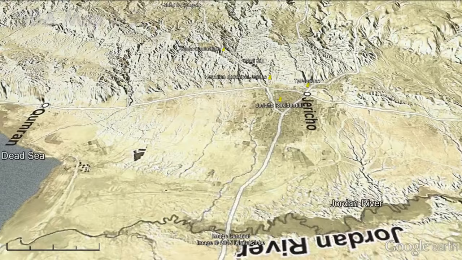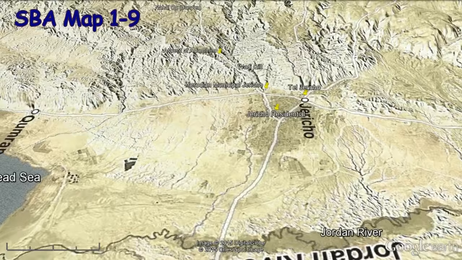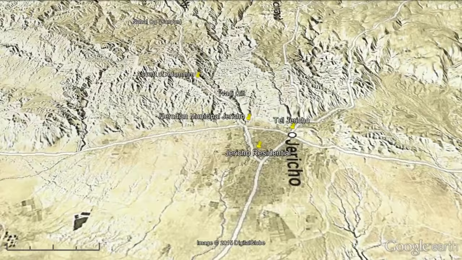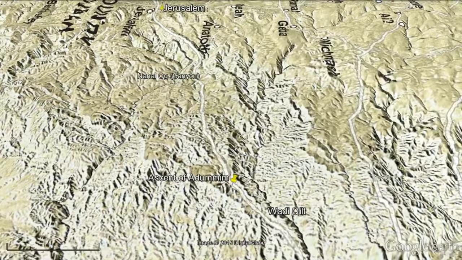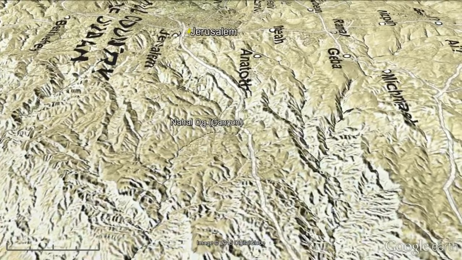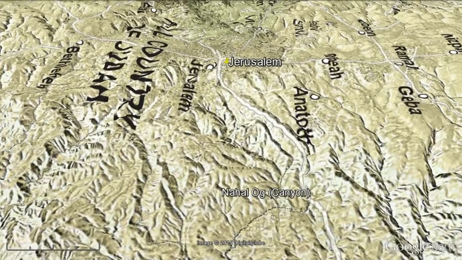Starting east of the Jordan River, let's follow the road from Jericho to Jerusalem on map 19. The road brings us through the different districts of Jericho, including the residential area and municipal Jericho. Passing through municipal Jericho, the road begins climbing up the ascent of Adummim, a ridge on the south side of the deep Wadi Kilt Canyon. Continuing through the rocky Judean wilderness, the road descends into a canyon called Nahal Og, which acts like a moat guarding Jerusalem's eastern approach. The road climbs up another ridge, then over the Mount of Olives, to Jerusalem.